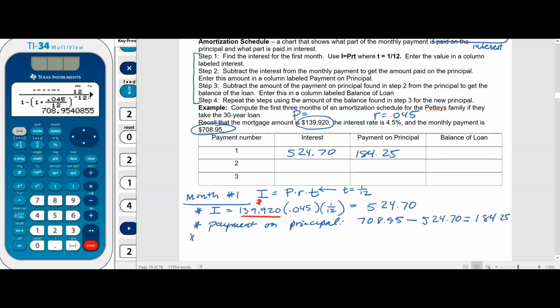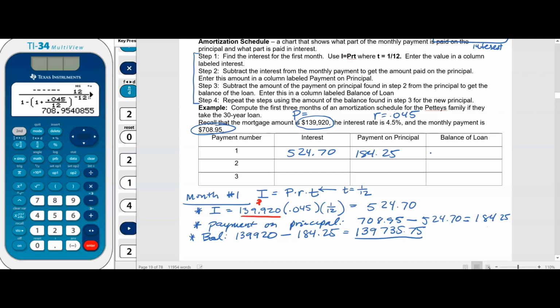So, and then the balance, you're going to take the principal, so in this case it's $139,920 minus, and actually it might be helpful, I'm just going to not even write a comma here, because sometimes when I write commas I interpret it as a decimal point and then I get the answer wrong. I'm going to take the principal and I'm going to take off $184.25, which, man, does not seem like a lot when you owe this much. That is what the balance of the loan is.